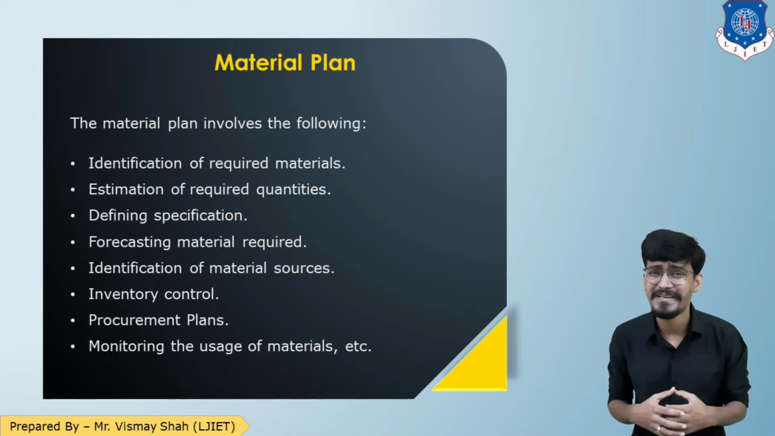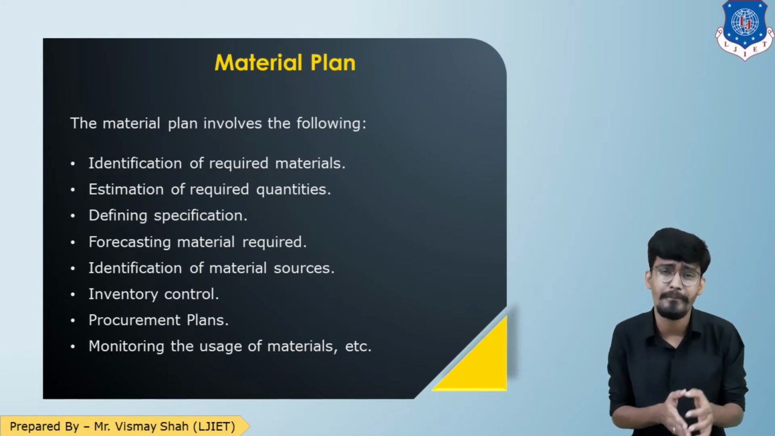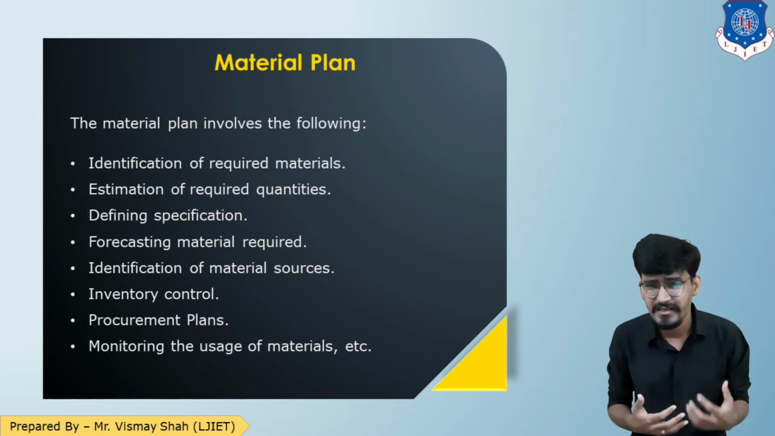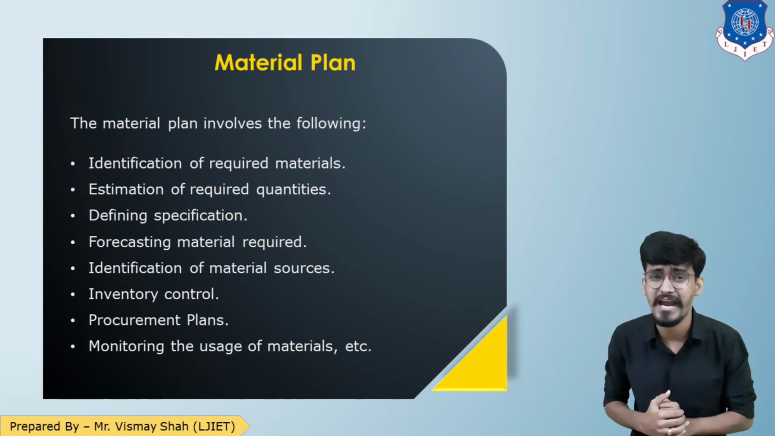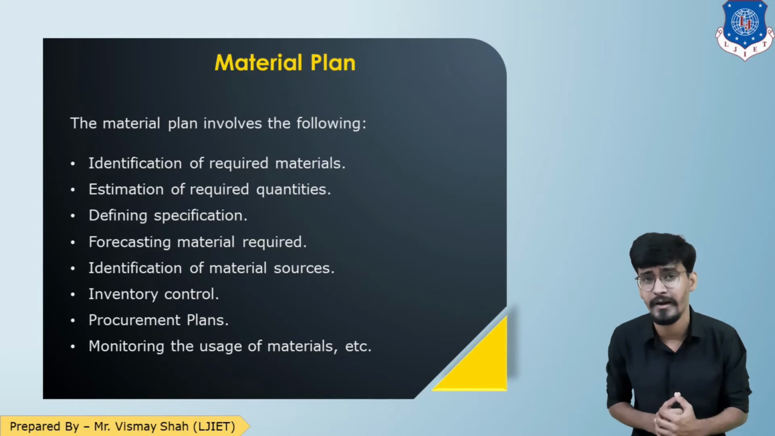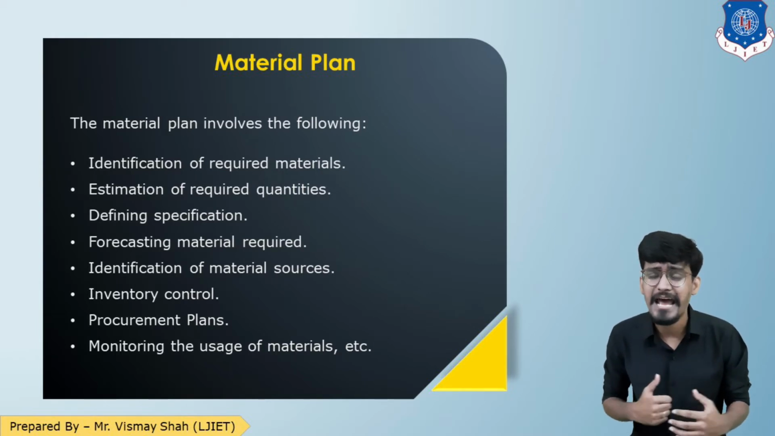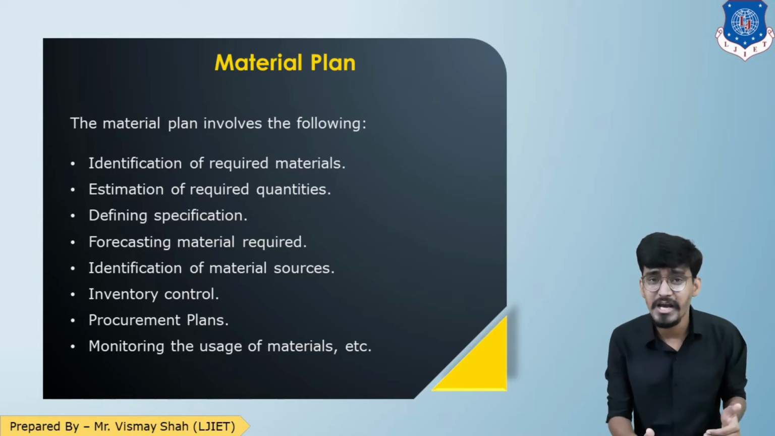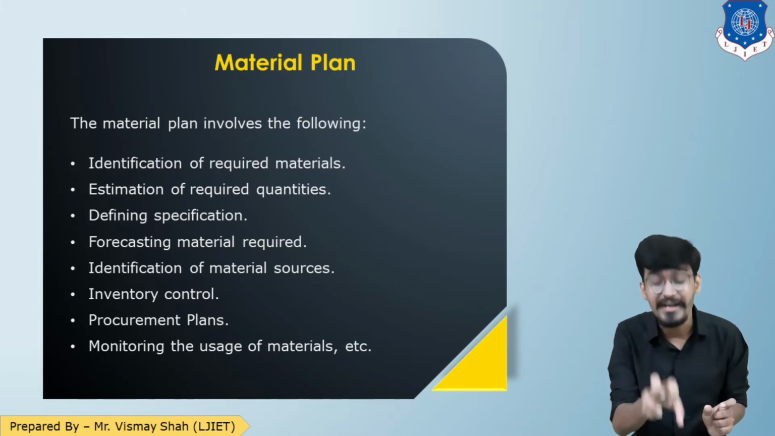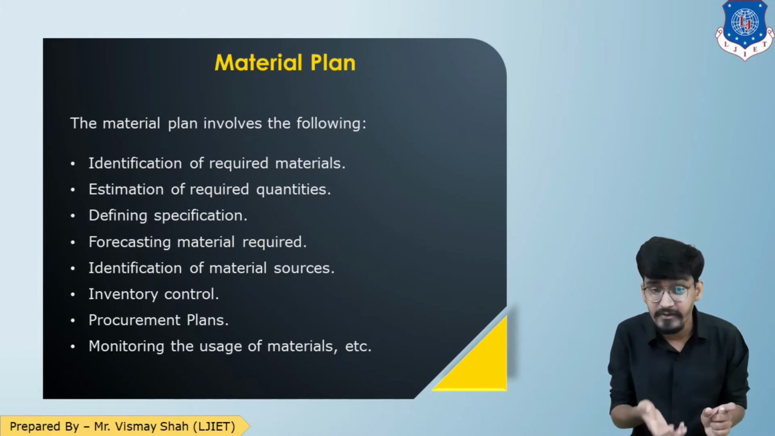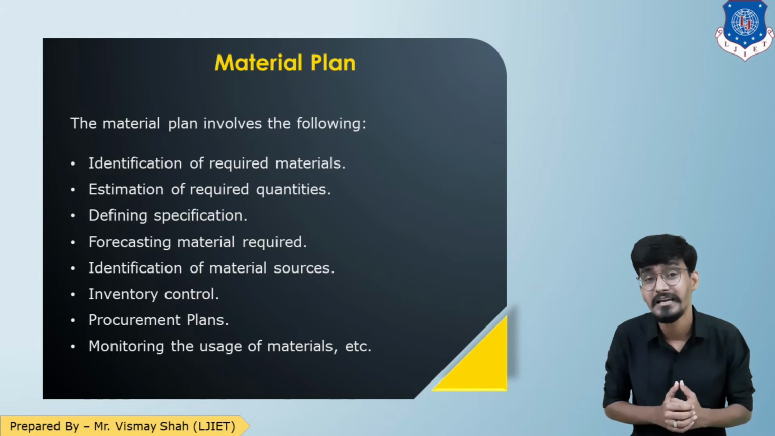You have to define the specification: what quality of cement, what brand of cement, what should be the compressive strength, etc. So specification of each and every material, and forecasting of material, at which stage of your project and what amount of material is required. It may happen that the entire project requires 10,000 cement bags, but initially only 1,000 bags are required. So you have to forecast what quantity of material is required at the current stage of the project.